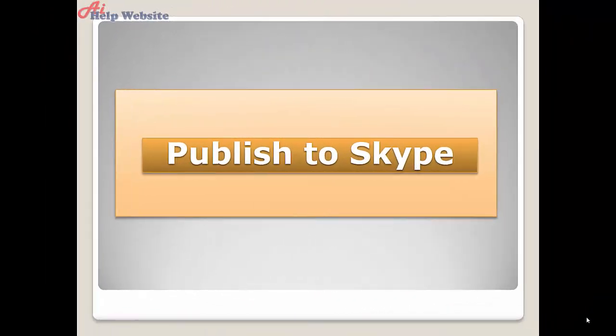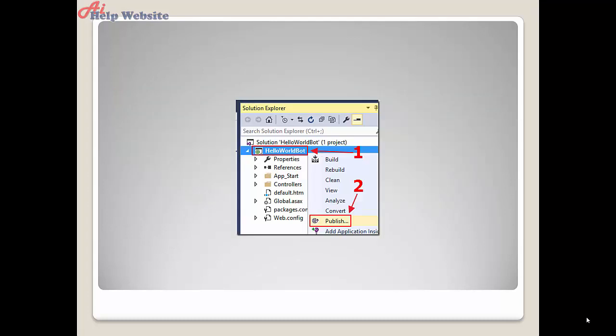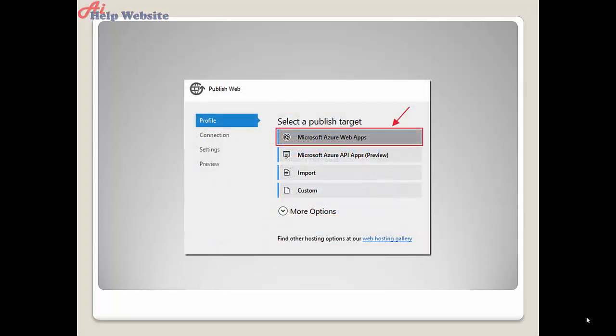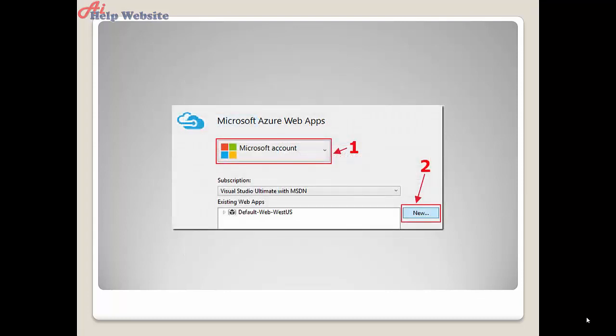We will now publish the bot to Skype. We'll open up the Hello World Bot project, right-click on the project node, and select Publish. We'll then have the option to create a web app or an API app. Either one will work. We'll select our Microsoft account or create one if we don't have one. We'll then select New to create a new web or web API app.